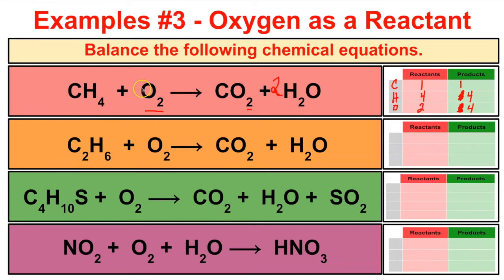Only 2 over here, so this is an easy one. We're going to go ahead and put a 2 here and change this to a 4, because now we have 4 on the reactant side as well. And so our chemical equation is now balanced. But let's take a look at this one right here.